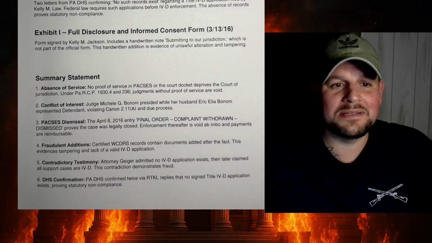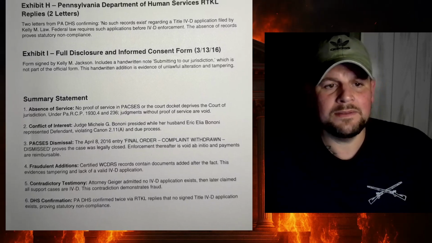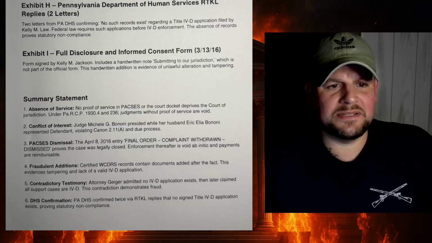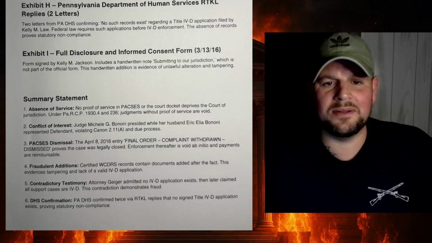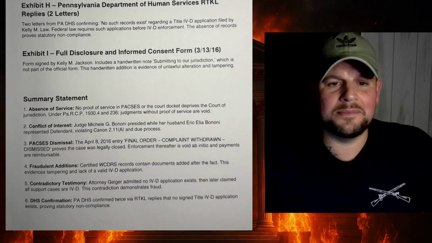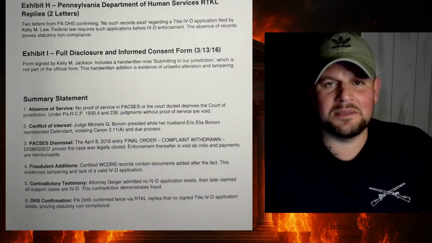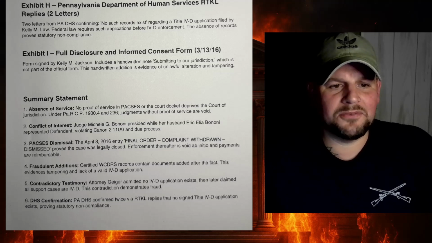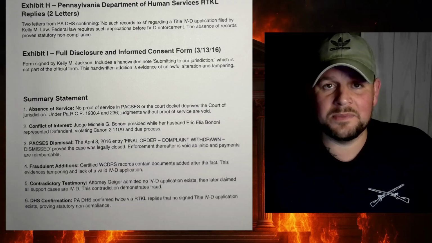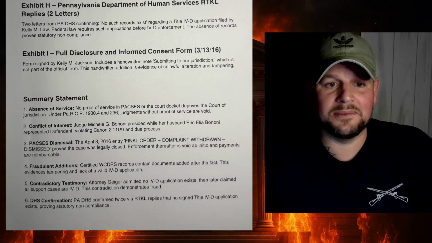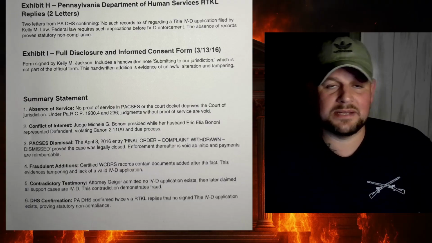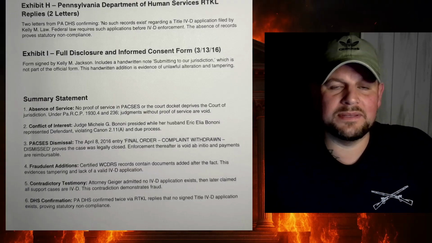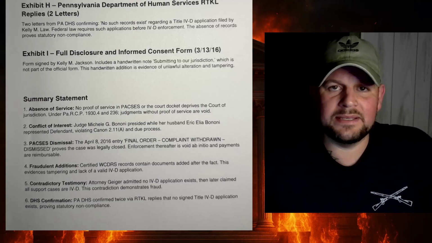So I'm going to blow this up so we can see the bottom part here. The summary statement: absence of service. We talked about conflict of interest with Judge Benoni and her husband on my case at the same time. Pacey's dismissal, we talked about that. That's where the original child support complaint order was terminated and dismissed and withdrawn. Fraudulent additions, those are the documents I said were never around until I started causing a stink about some things and asking questions. Why aren't these things here or available? Why has nobody given them to me?